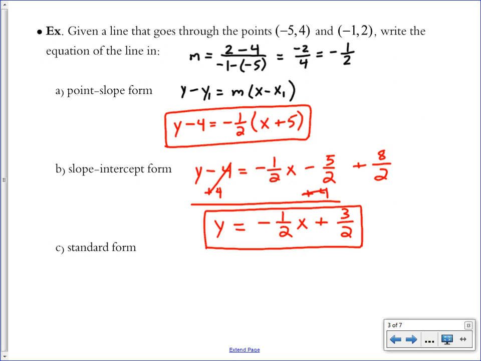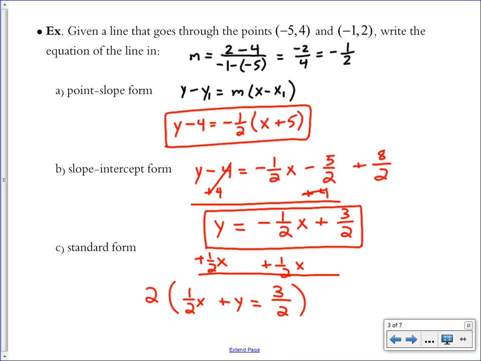And then standard form, we need to get it in the correct order, ax plus by equals c, and then get only integer coefficients. So we'll start by adding this 1/2 x to the front of the equation. So it'll be written as 1/2 x plus y equals 3/2. Then we need to distribute a 2 by this entire equation to make these become integers. So 2 times 1/2 is just x, 2 times y is 2y, and 2 times 3/2 is 3. And that's the equation in standard form.